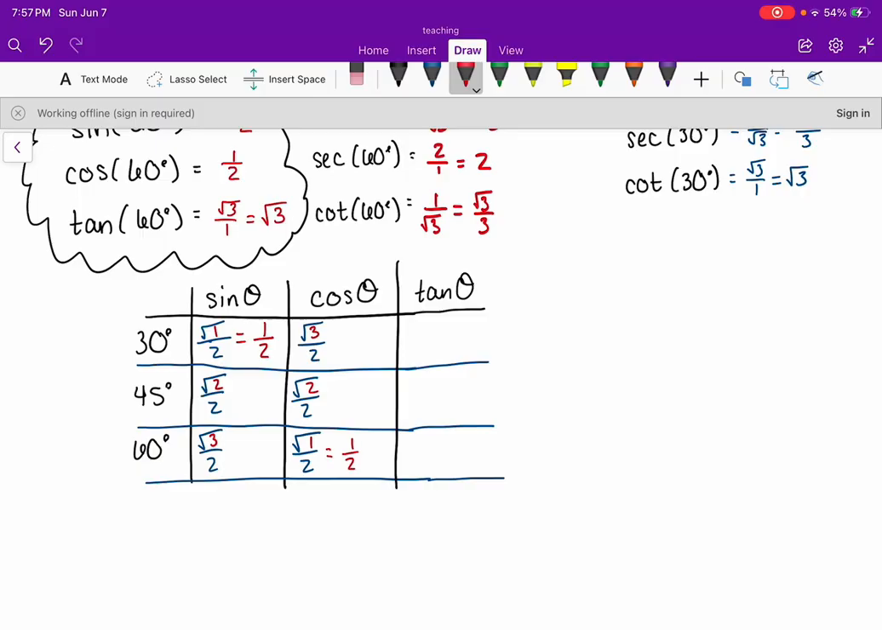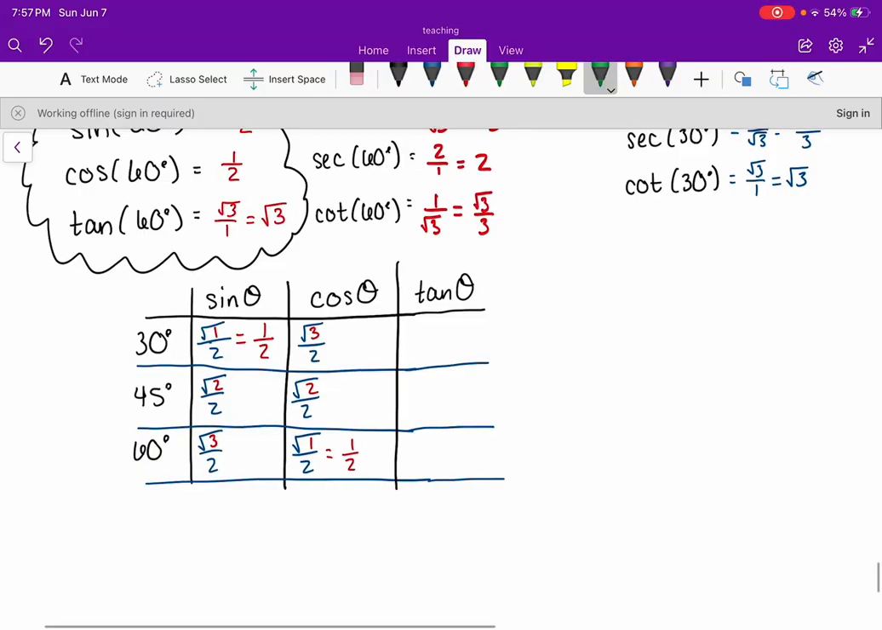Now, tangent. So what I do here is I remember that sine is my opposite over my hypotenuse. Actually, let me write it. I'm going to write it up at the top. Sine is opposite over hypotenuse. Cosine is adjacent over hypotenuse. Tangent is opposite over adjacent.